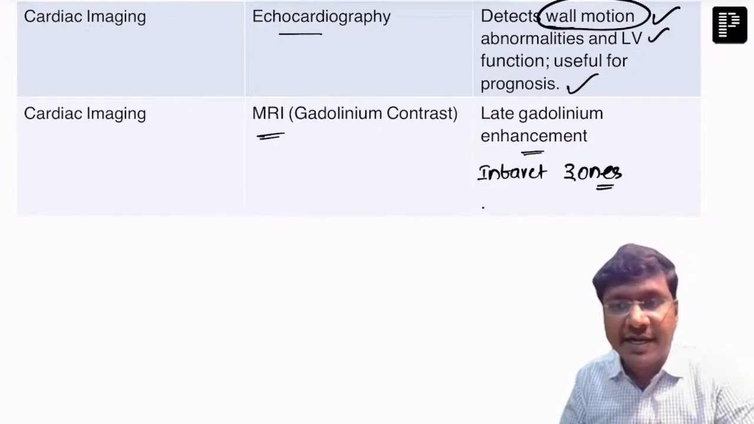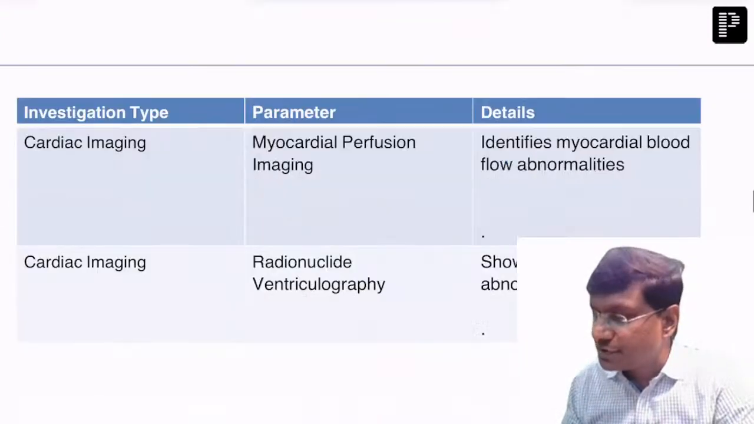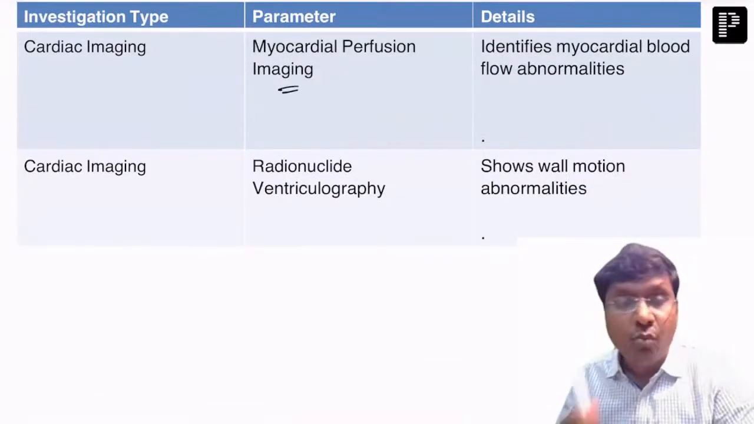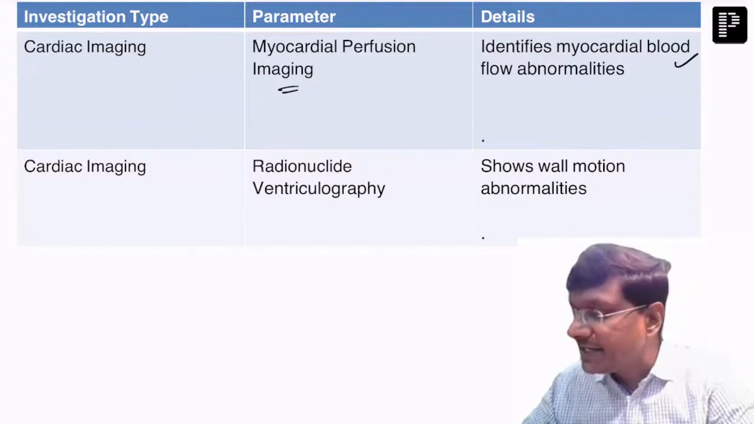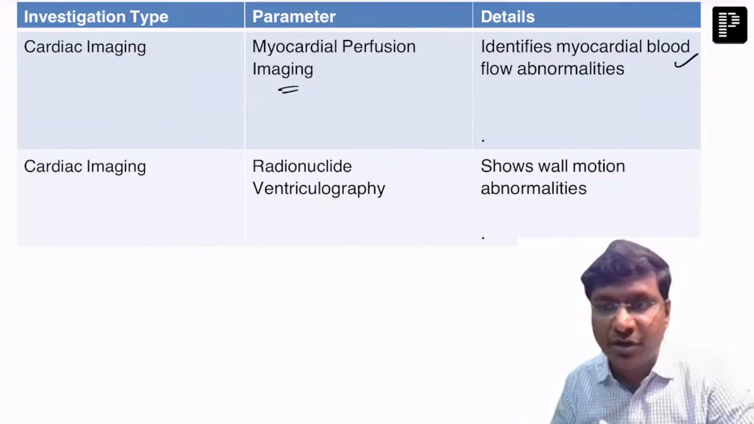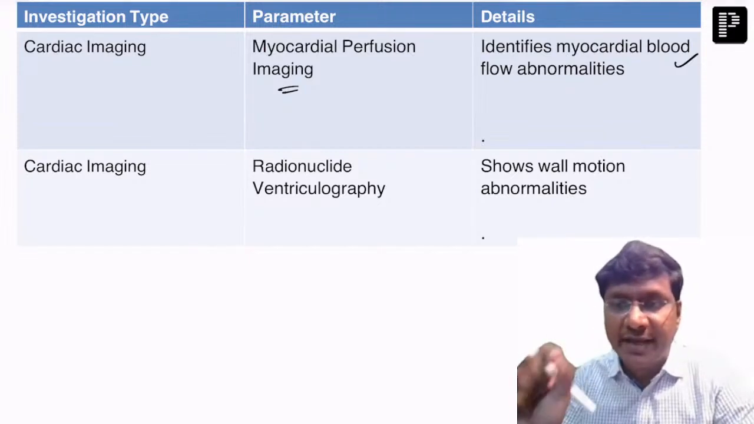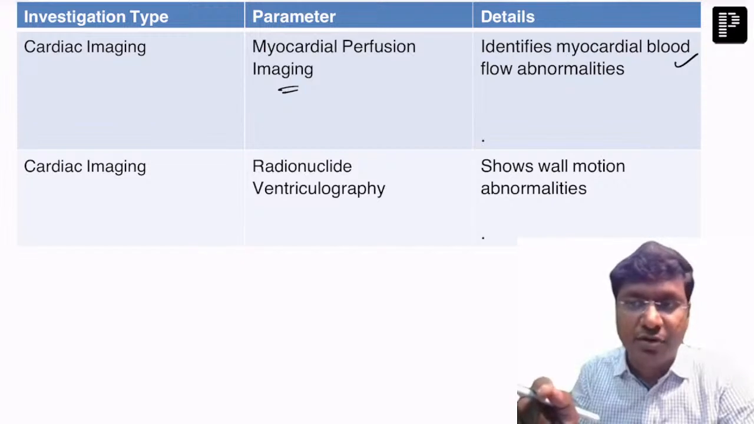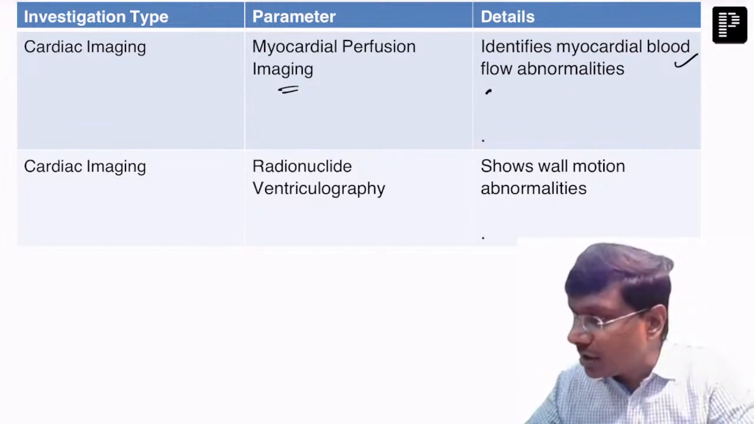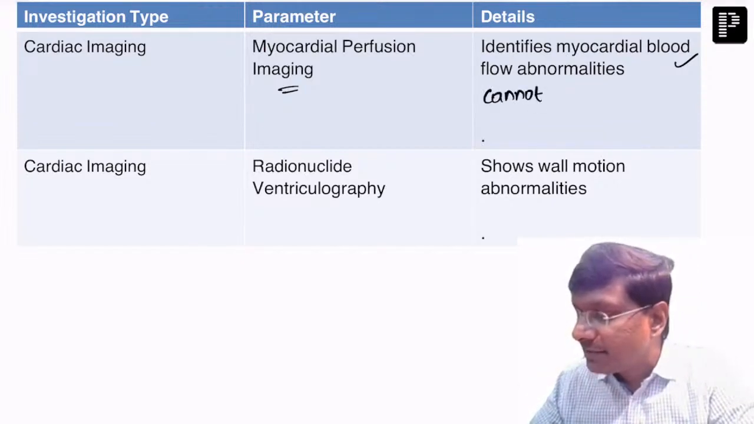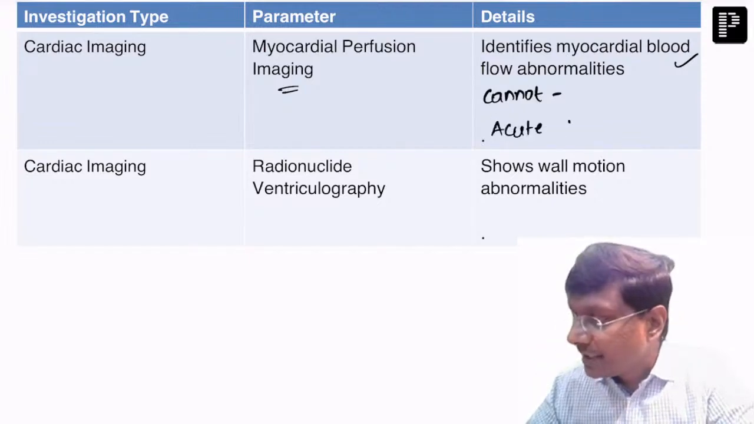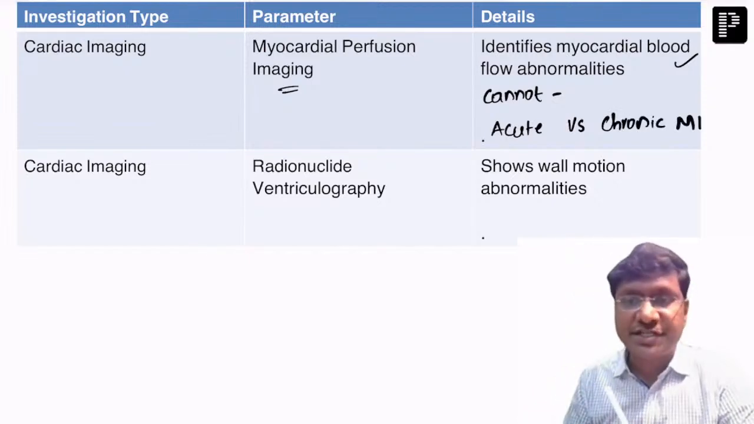The next important cardiac imaging is the myocardial perfusion imaging, that is MPI. What will this identify? This will identify the myocardial blood flow abnormalities. But the point is, this myocardial perfusion imaging will be able to detect the myocardial blood flow abnormalities, but it cannot differentiate acute versus chronic MI.